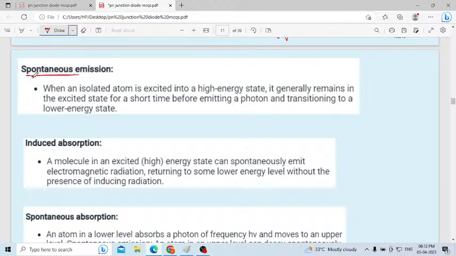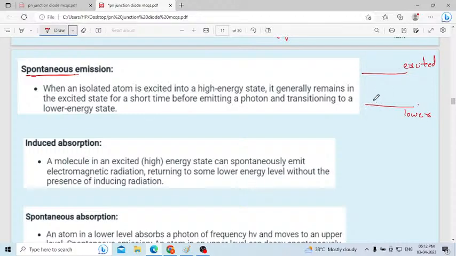Okay, we will discuss the next one. The name itself indicates spontaneous. Spontaneous means without wasting time, immediately. This is the lower energy level, and this is the higher or excited level.